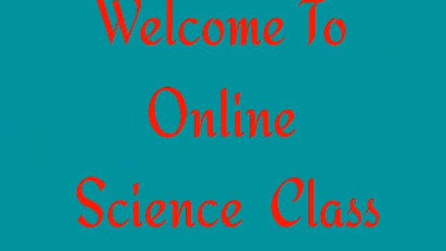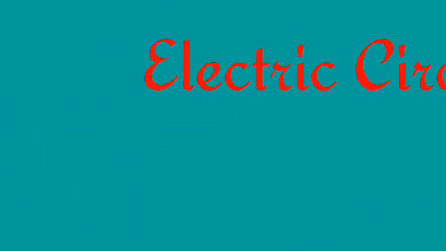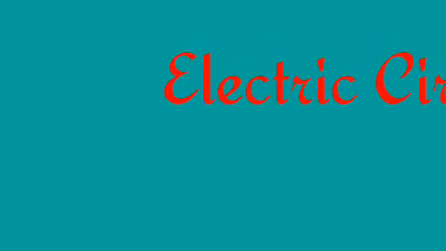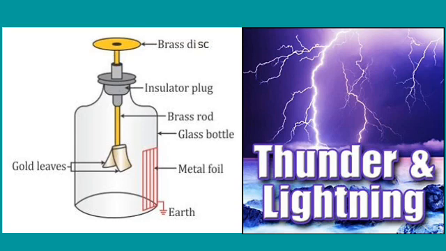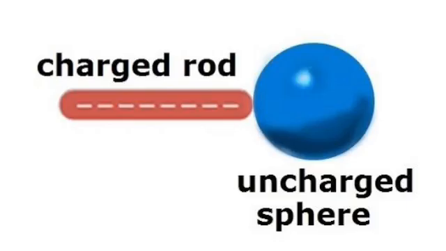In this session, we are going to discuss electric circuits and effects of electric current. In the previous session, we discussed electroscope, lightning and thunder, lightning arrestor, etc. From that, we concluded that electrons flow from charged object to uncharged object.